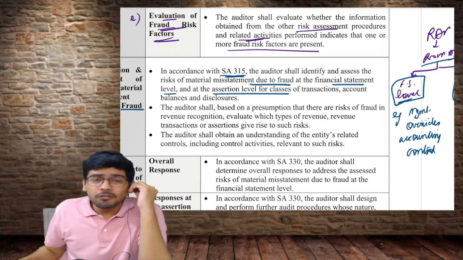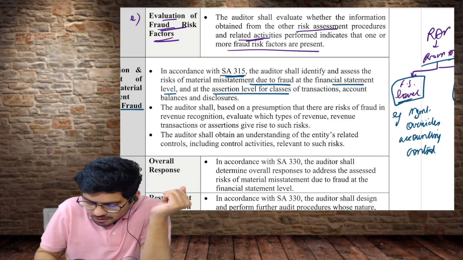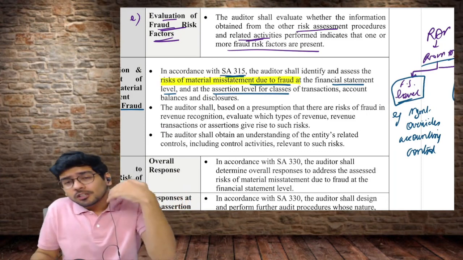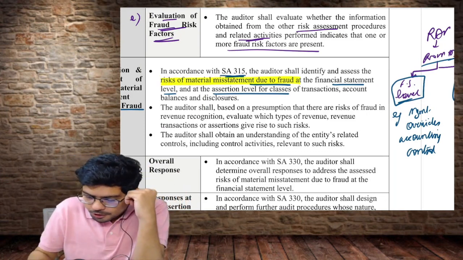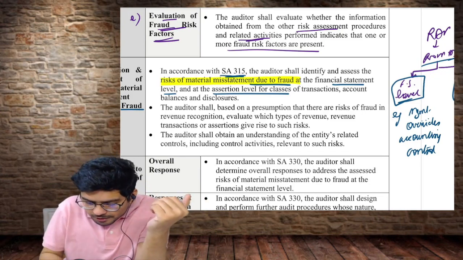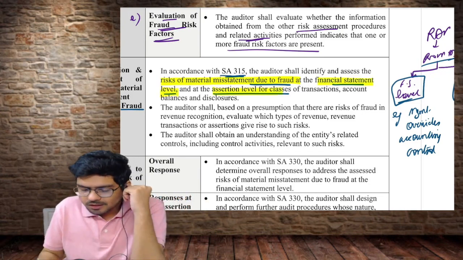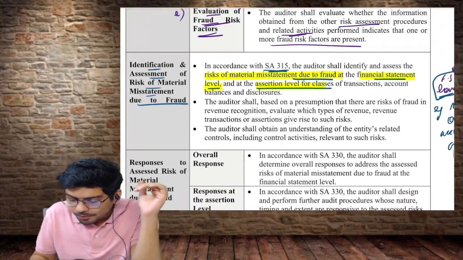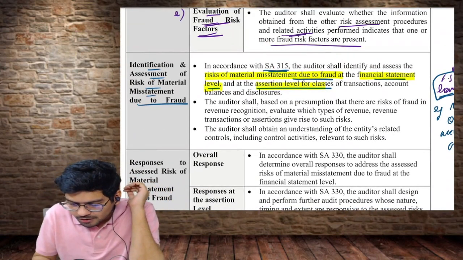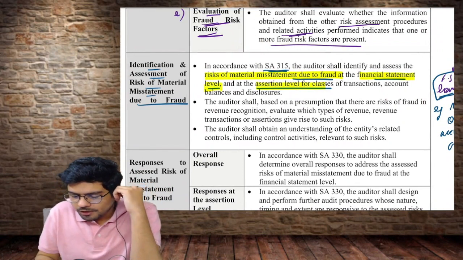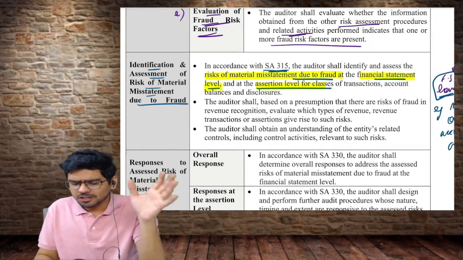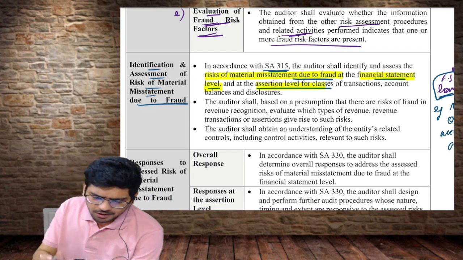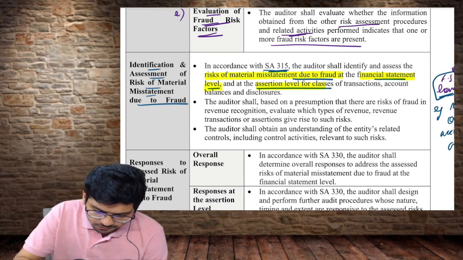But now, because we are covering 240 and we are more concerned with ROMMS due to fraud, for ROMMS due to fraud also, you need to find ROMMS at 2 levels. One is the financial statement level and the other one is the assertion level. The auditor shall, based on a presumption that there are risks of fraud in the revenue recognition, evaluate which type of revenue transaction or assertion gives rise to such risk. So this is not very important. First line is sufficient. You just read this.